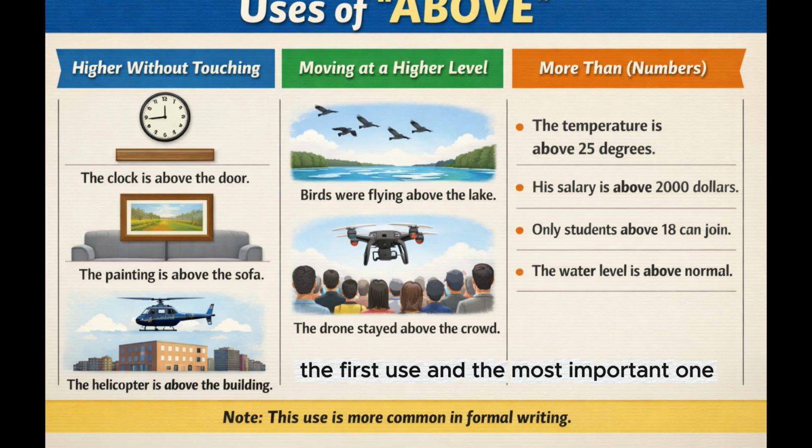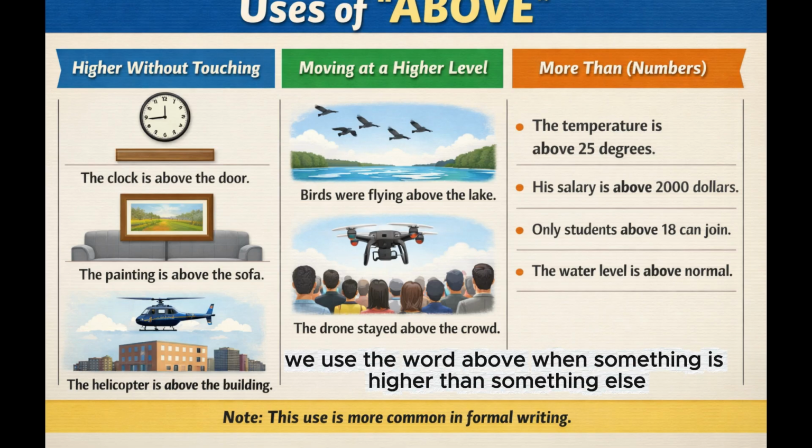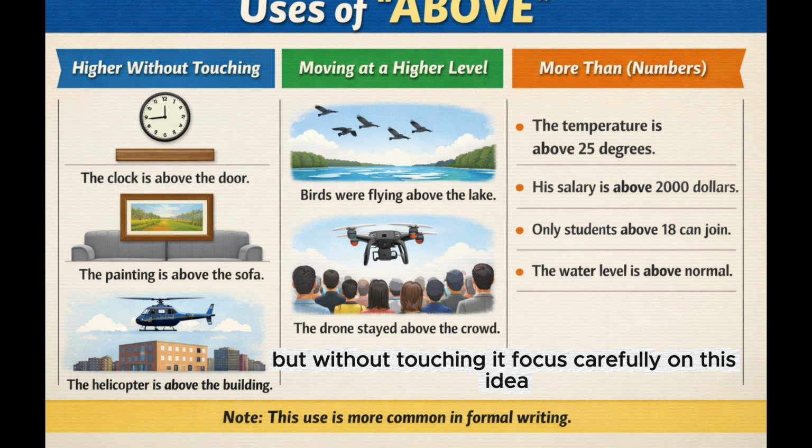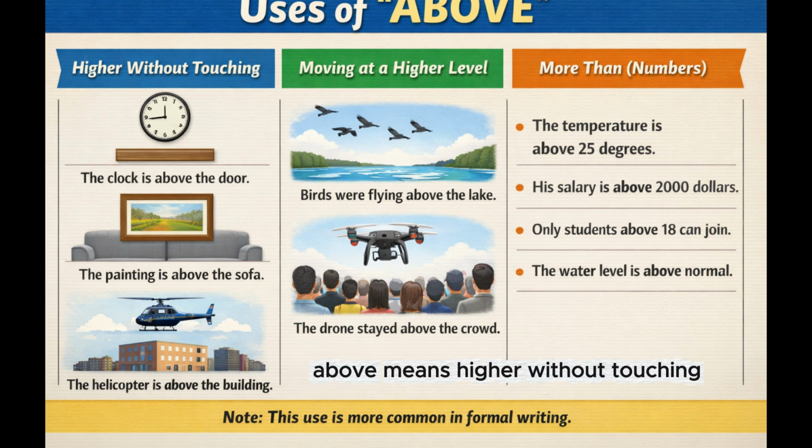The first use, and the most important one, we use the word above when something is higher than something else, but without touching it. Focus carefully on this idea. Above means higher without touching. Let's look at some examples.